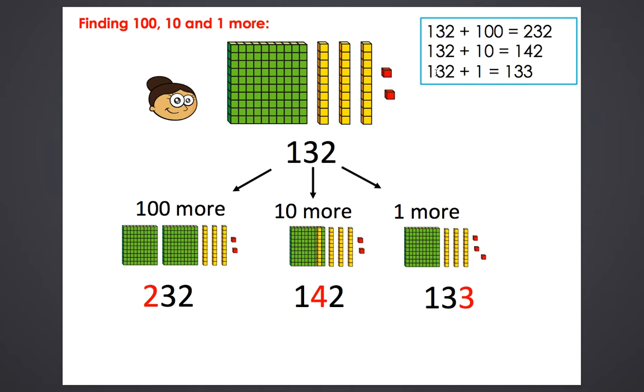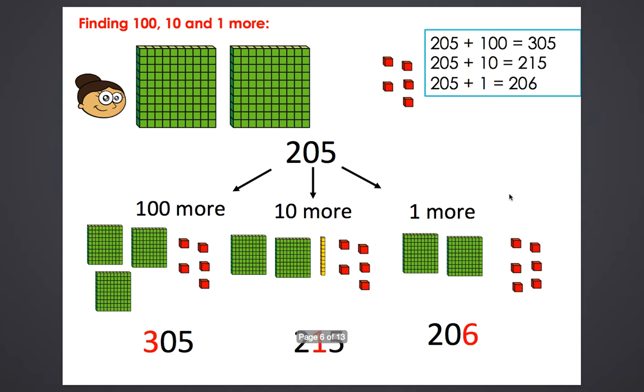And we would write those questions as number sentences like this. So 132 add 100 equals 232. 132 add 10 equals 142. And 132 add 1 equals 133. Okay, we'll do one more example and then I will show you your questions for today.